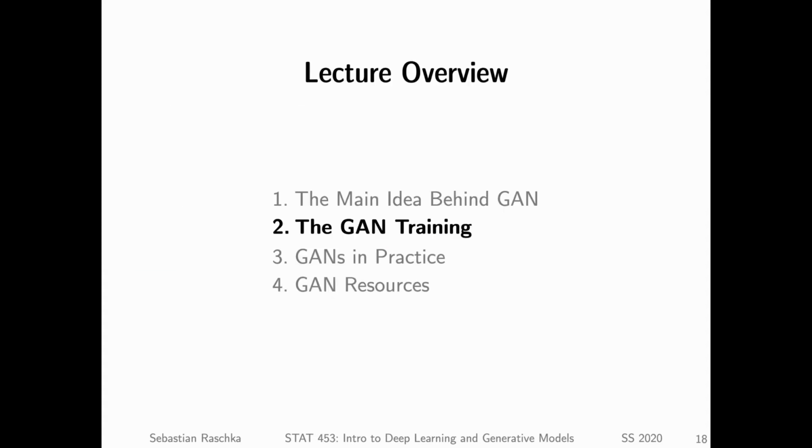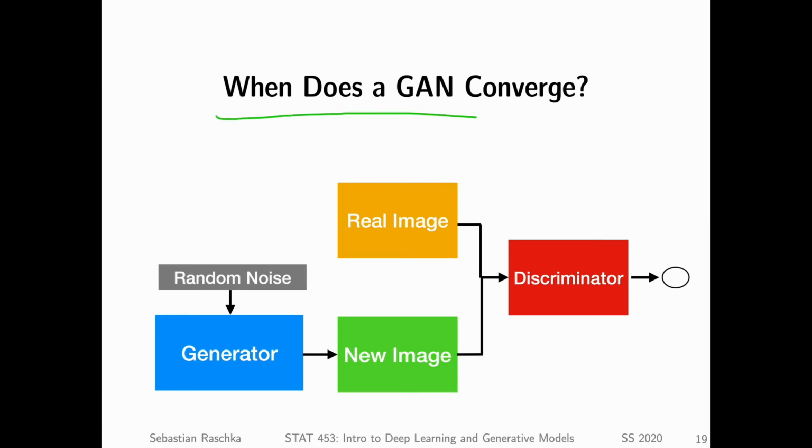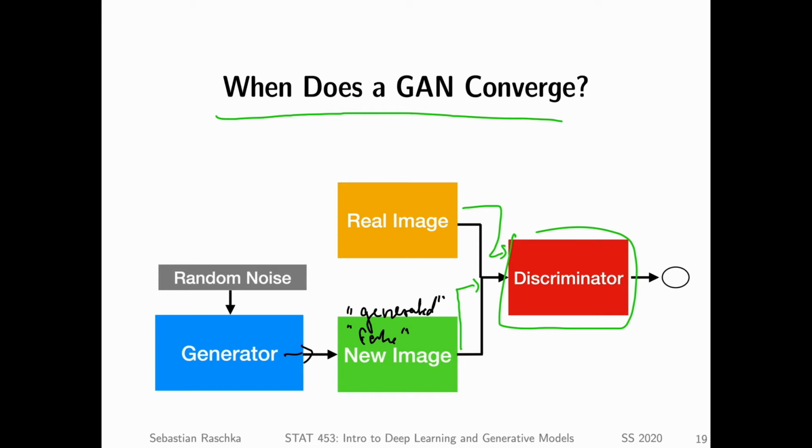So let us get back to the main parts of this lecture and talk about GAN training now that we have the main idea behind GANs. The big question now is, when does a GAN converge? If you recall, we have this adversarial setting where we have a discriminator. The discriminator receives either a real image or a new image, where the new image is the generated or fake image that comes from the generator. The generator wants to become better at generating images that look real, so it wants to fool the discriminator, D.